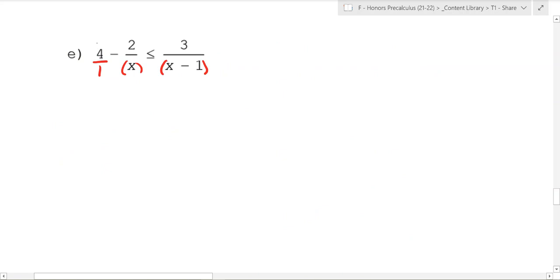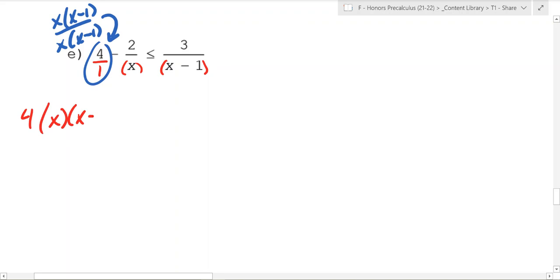If you want to do this, you have to get a common denominator. So for example, 4, you could multiply by x times x minus 1 over x times x minus 1. That's a form of 1. So what is that going to turn into? 4 times x minus 1. And then you end up over x times x minus 1.